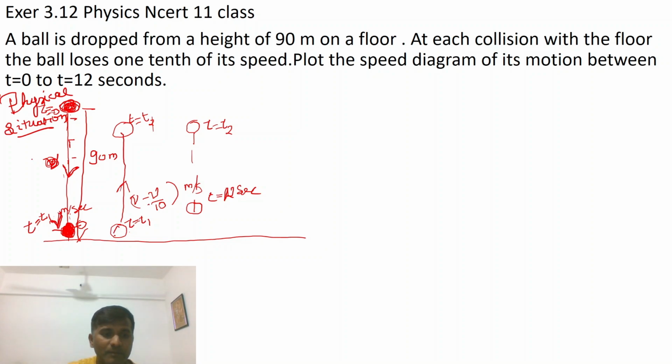Now it will bounce back with velocity v minus v by 10. That means 1/10 of the velocity is reduced, and the velocity will go on reducing because the ball is going against the acceleration. So here the velocity will be equal to 0. Let's say this is the bounce 1 situation I'm talking about. So this is bounce 1. Now this is bounce 3.